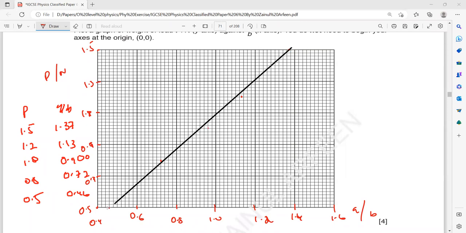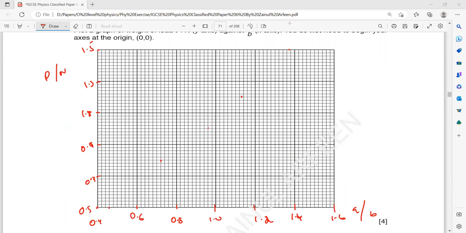So again, what we do, we draw a line of best fit. Two points are above, two points below. As you can see here, so this is 1, 2, 3, 4. So this is the line of best fit we drew.